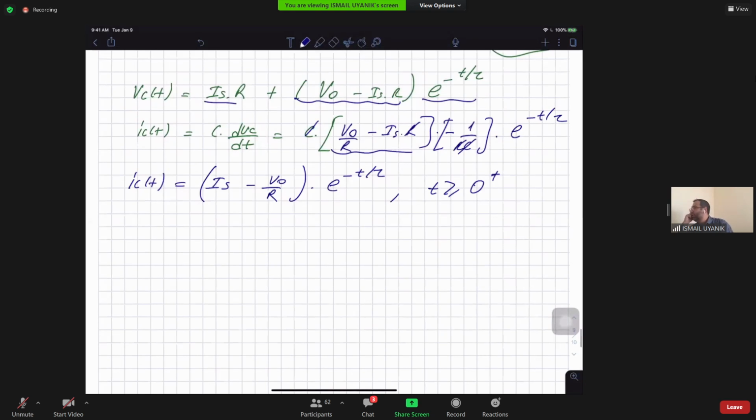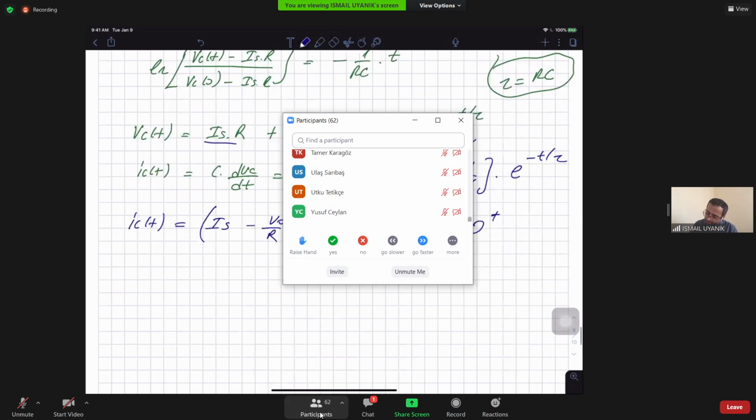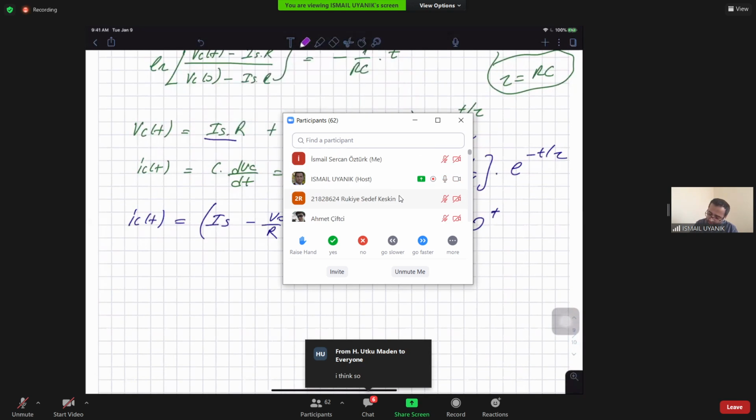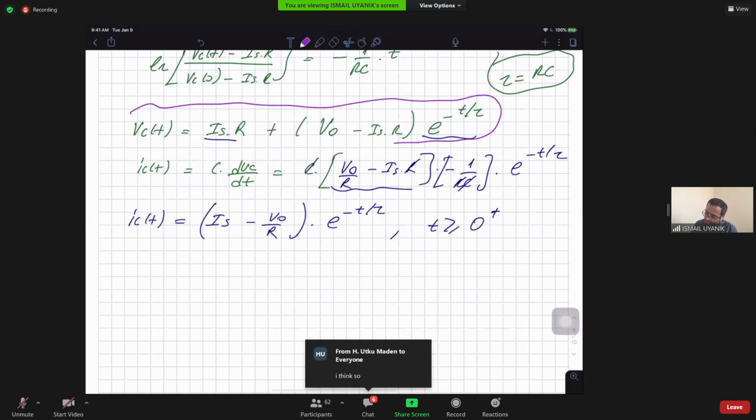I think that is correct, but is there anyone who did the calculations? Is this okay? So I will be deleting this. So we found these two items here. This is the voltage, and then this is the current with the step response.